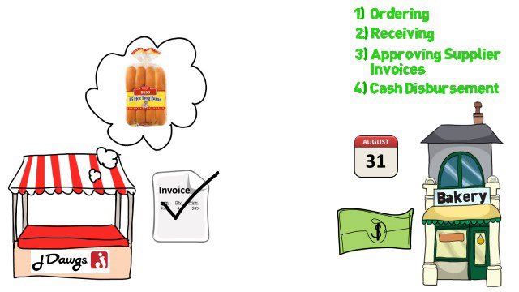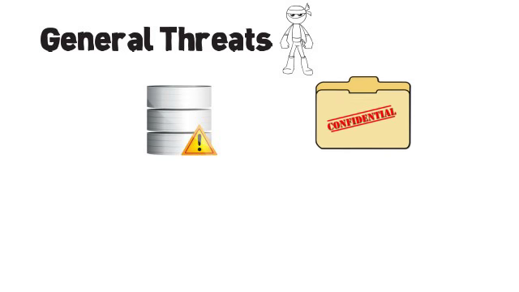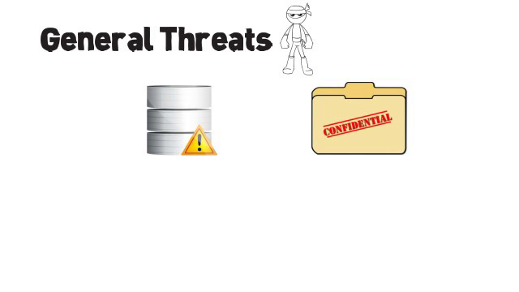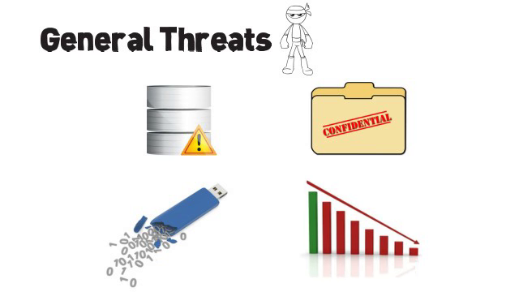Sounds easy enough, but there are several threats that could happen throughout this cycle. Some general threats to this cycle are that J-Dogs could gather inaccurate or invalid master data. Or during the cycle, there could be some unauthorized disclosure of sensitive information. Or maybe they are losing or destroying valuable data. And there could be poor performance throughout each process.